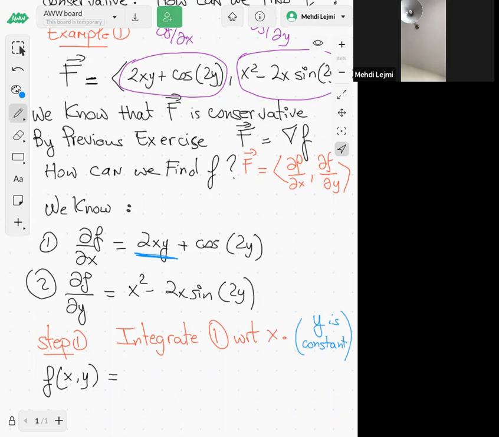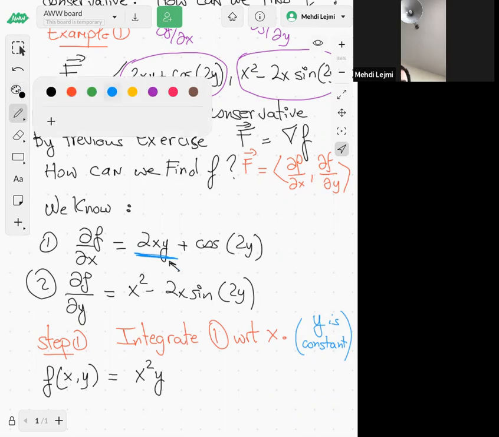The 2 also is just a constant. So all you have to integrate here is just the x. The integral of x is x squared over 2, and there's a times 2 here. So the integral with respect to x will be x squared times y, right? Because when you differentiate with respect to x, it's going to be 2xy. That's exactly what I have here.